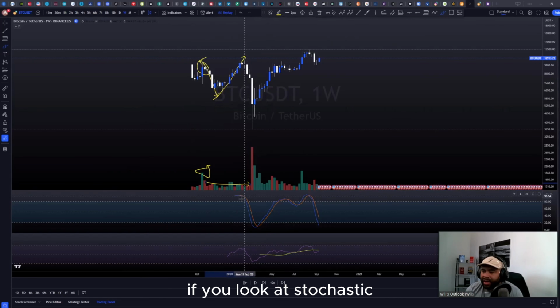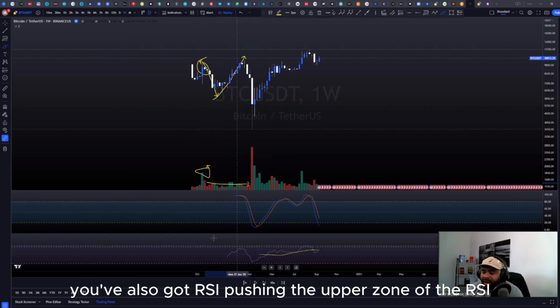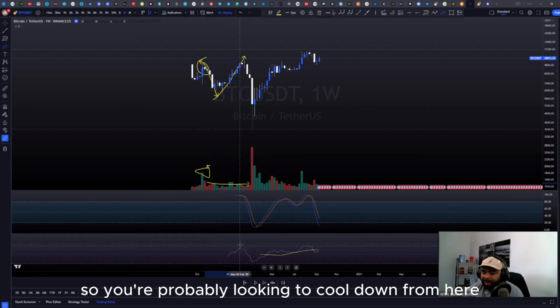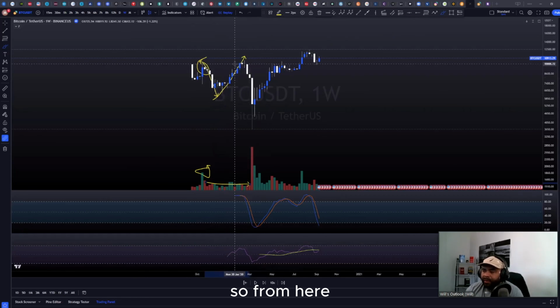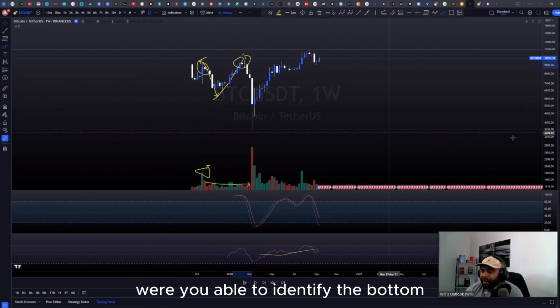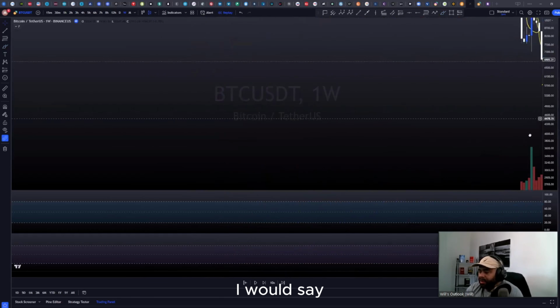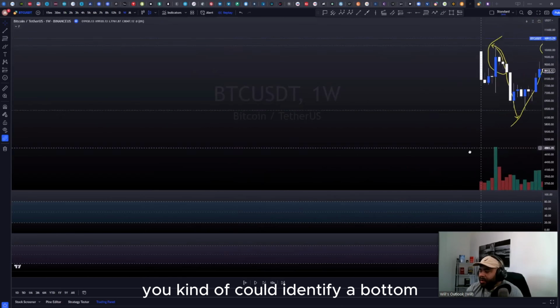If you look at stochastic, it is extremely high in this zone. You've also got RSI pushing the upper zone of the RSI. So you're probably looking to cool down from here. From here, you could technically say this is the top. Right here, were you able to identify the bottom necessarily? If you were in that price zone specifically, I would say kind of, right? You kind of could identify a bottom.